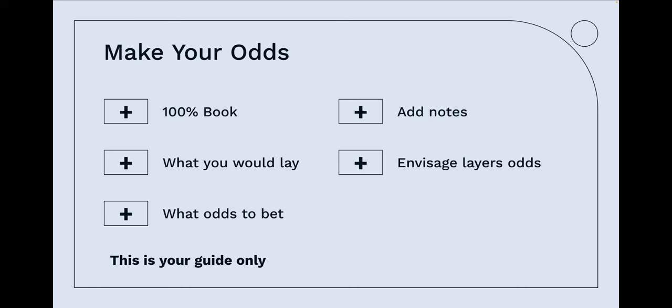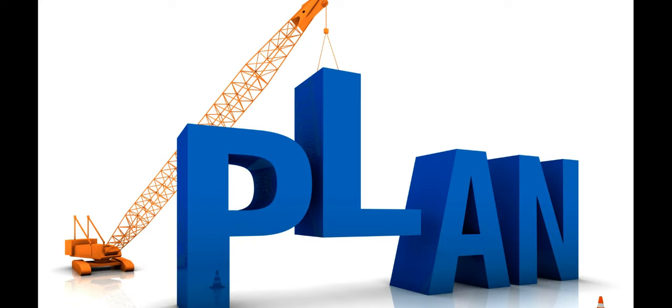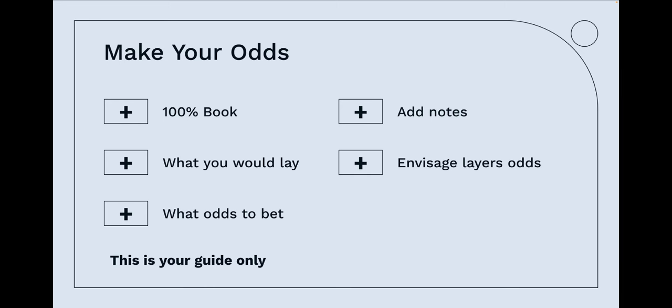So you keep side notes, and also try to envisage the layer odds, because this could give you a plan a little bit in advance, right? This is for guide purposes only.